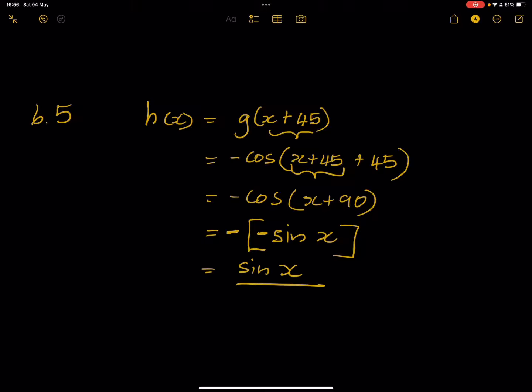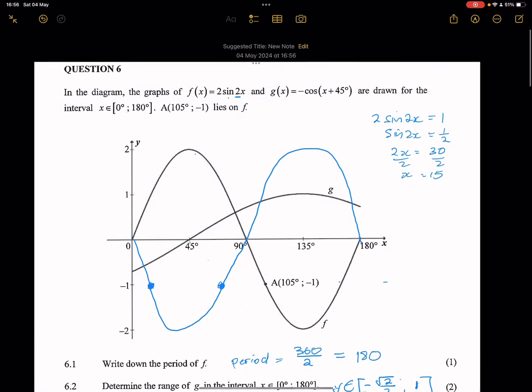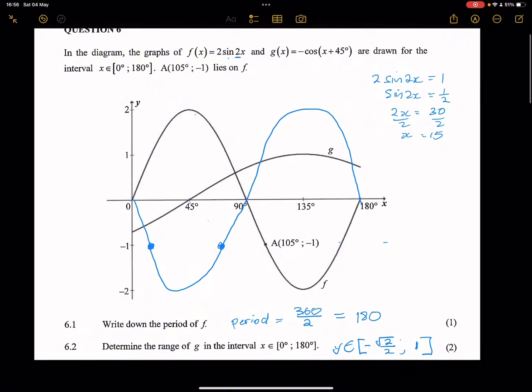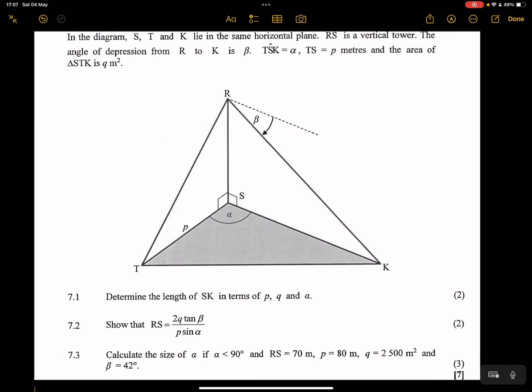That's the graph of H of X. I hope that has been well understood, ladies and gents, and I will leave it there. I hope it made sense. We'll move on to question 7 next. So we look at question 7.